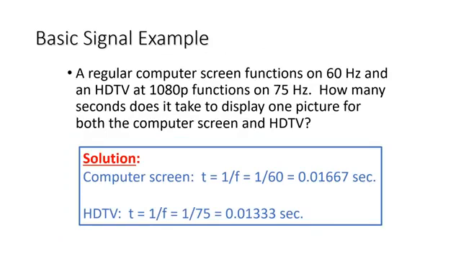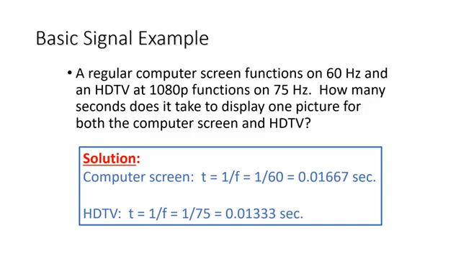In this example, we will see how to apply the frequency formula from the previous slide. In this problem, we are trying to determine how many seconds it takes to display one picture for both a computer screen functioning at 60 Hz and an HD TV at 75 Hz.